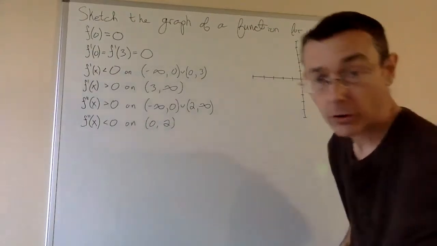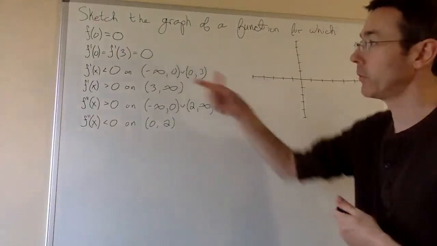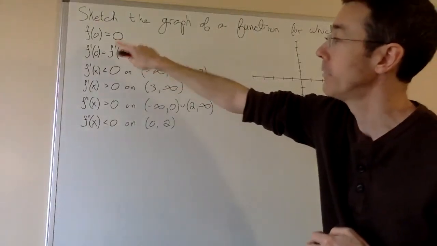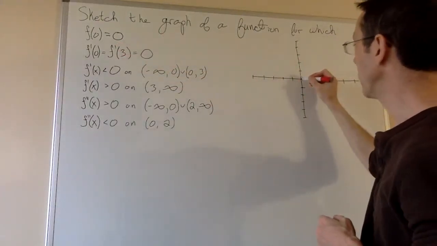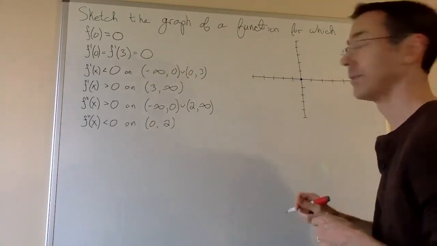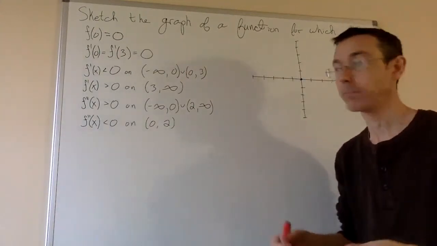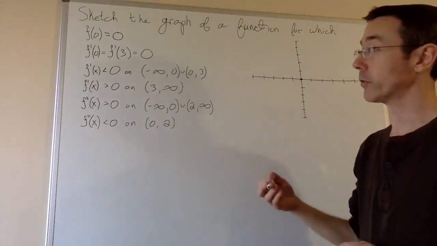I'm going to start with any points that they give me. So here, they're just telling us that f of 0 is 0. So I have exactly one point on the graph that I know the graph is going to pass through the origin.